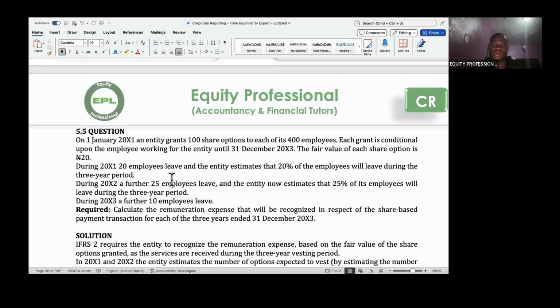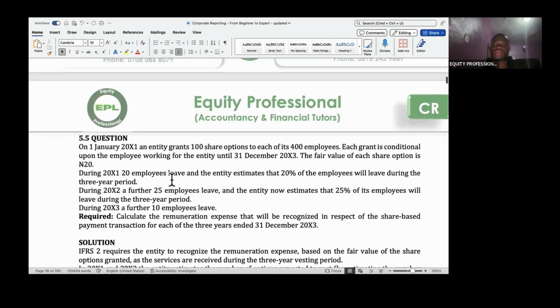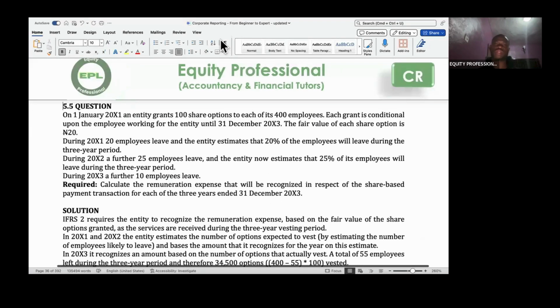So let's solve like 3 questions on this together. So let's look at this question. We started with this question last week. Let's quickly finish it.